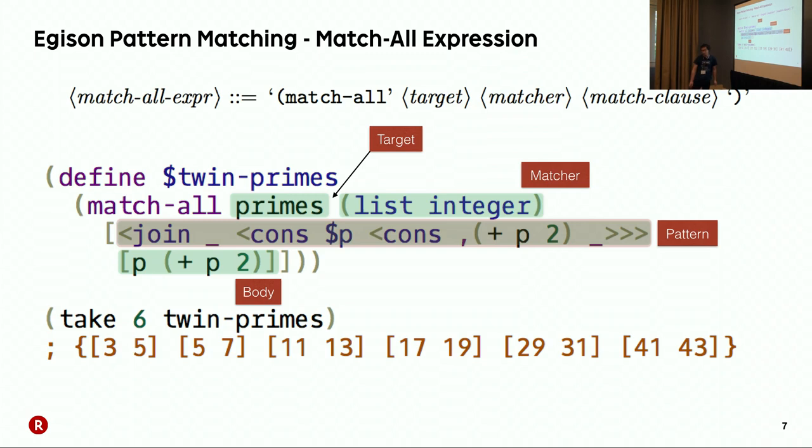Let's investigate this pattern. First, join is a pattern constructor that divides a collection into two lists, head part and tail part. Here, we use join and wildcard to discard the head part of the prime number list. Next, cons pattern is used to extract the head element from the tail collection. It is bound to the pattern variable p. Cons is a pattern constructor to divide a collection into the head and the rest as in ordinary functional languages.